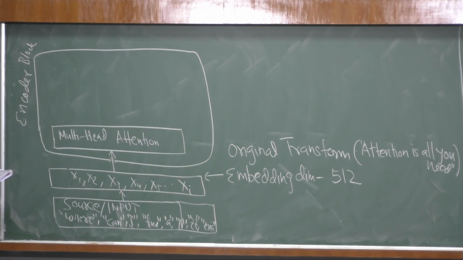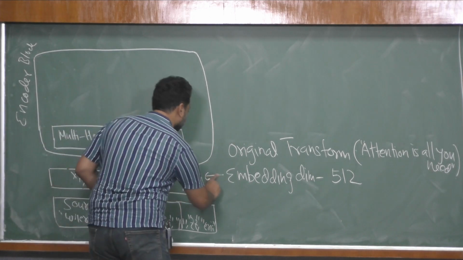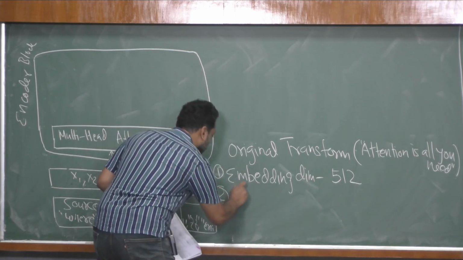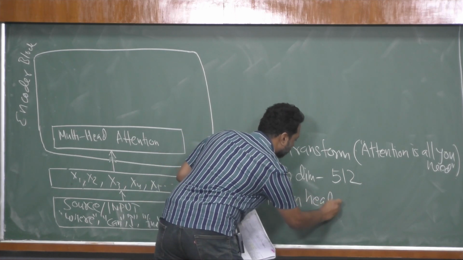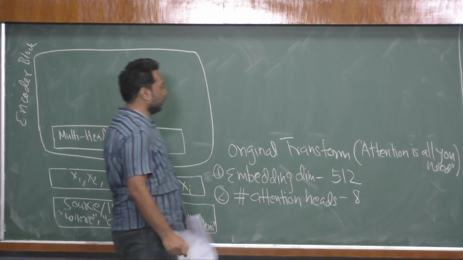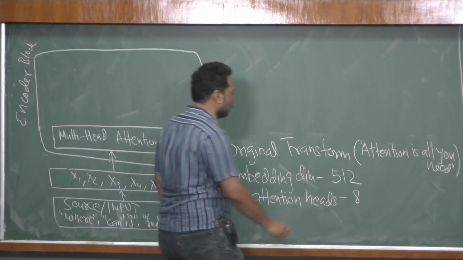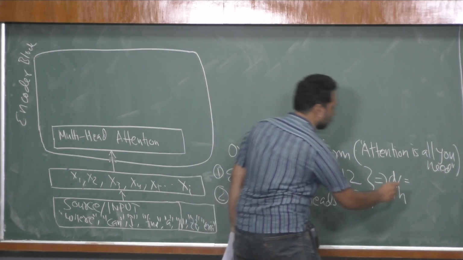The number of attention heads chosen in the original paper was 8. Let us call the embedding dimension point 1 and this point 2. So in our case h is 8, and d by h is 512 divided by 8, which is, I believe, 64.